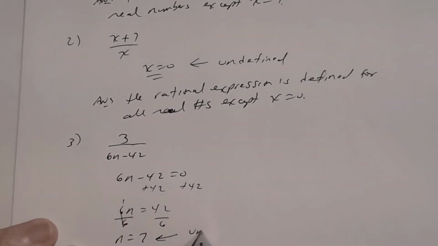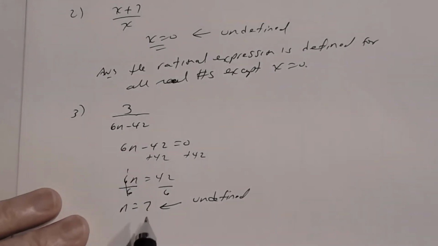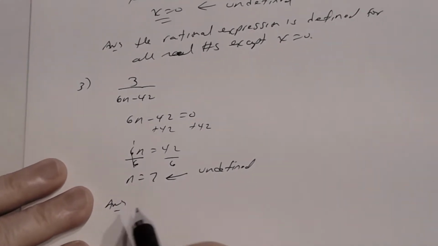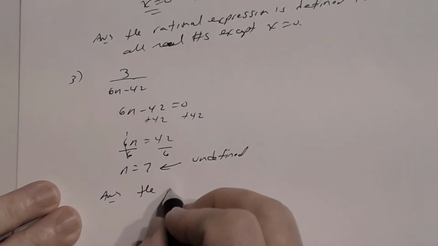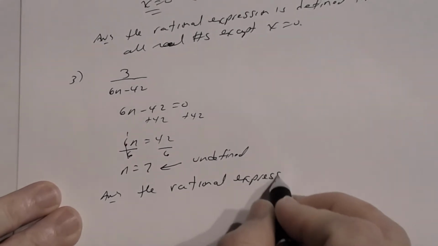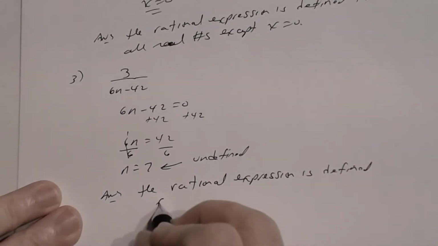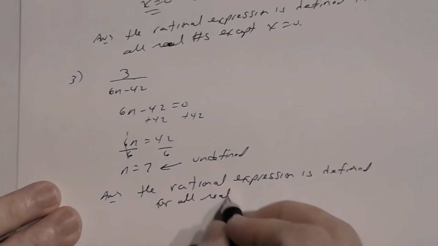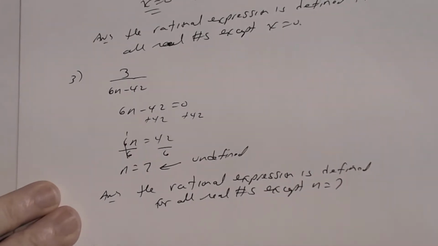So that's where it's undefined. This is the only value for the variable for which this rational expression is undefined, which means that 7 makes my denominator 0. So the answer then would be this. The rational expression is defined for all real numbers except n equal 7. Okay?